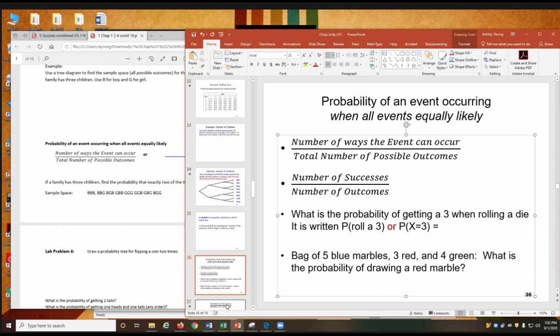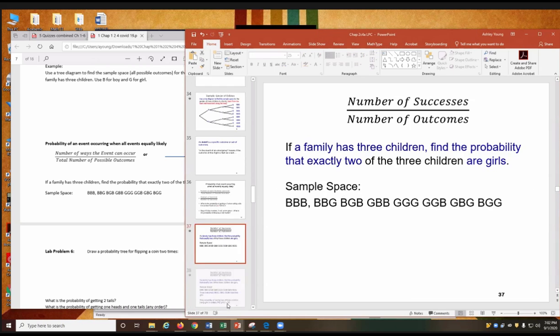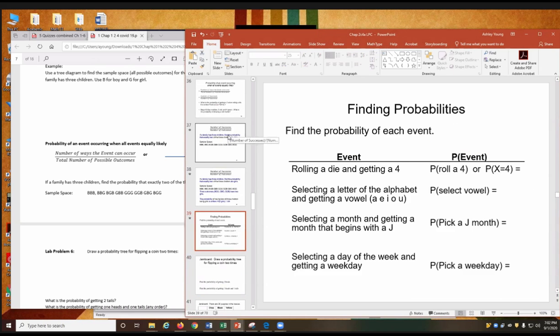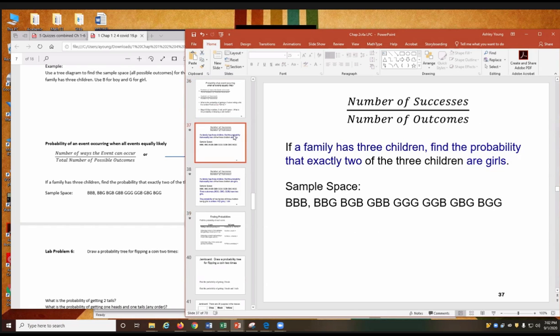All right, so now let me ask you guys this question. A family has 3 children. Find the probability that exactly 2 of the 3 are girls. Here's our sample space we found earlier. I'm not saying at least 2. I'm saying exactly 2 out of the 3.